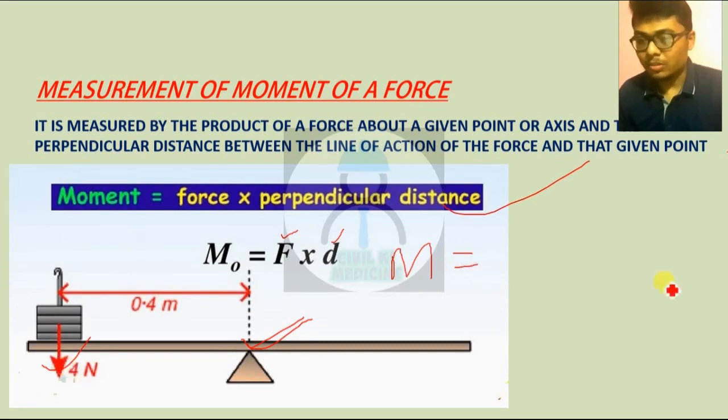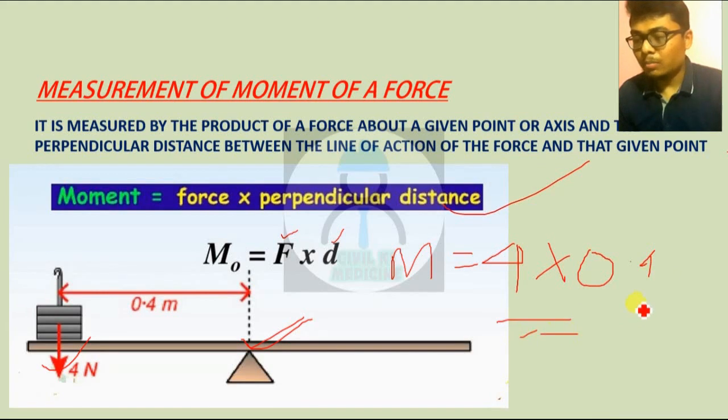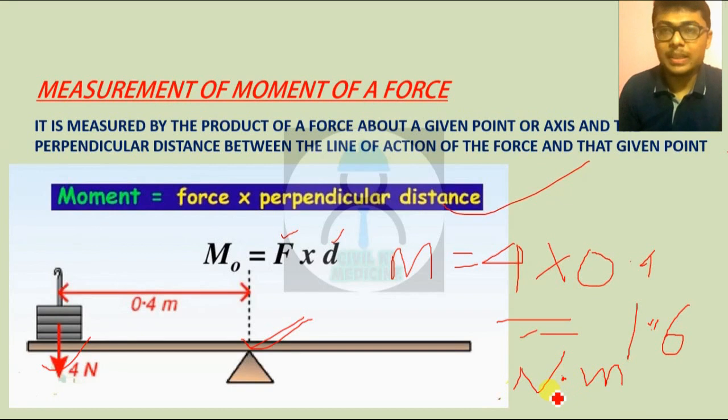So in this case, the moment M equals force times distance. The force is 4 Newton, therefore 4 into the distance 0.4, and the answer will be 1.6. The unit will be force into distance. The unit of force is Newton and the unit of distance is meter. Therefore the unit will be Newton meter in the SI system.